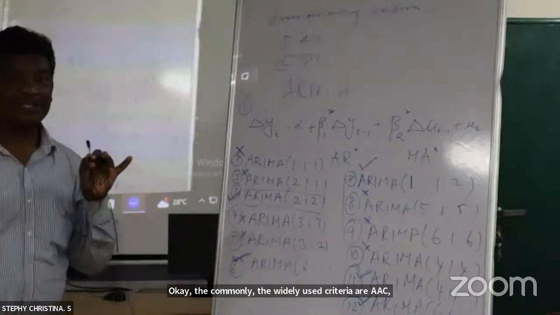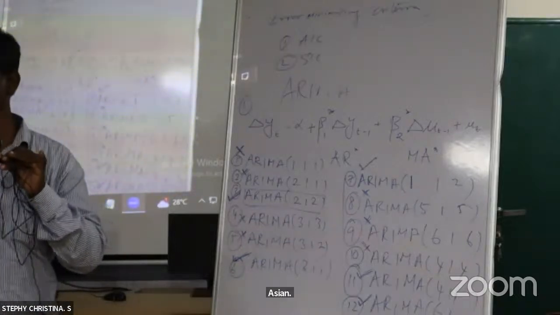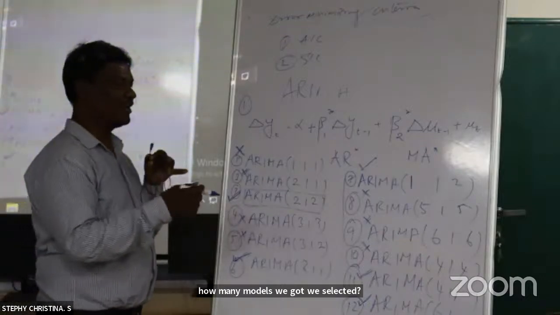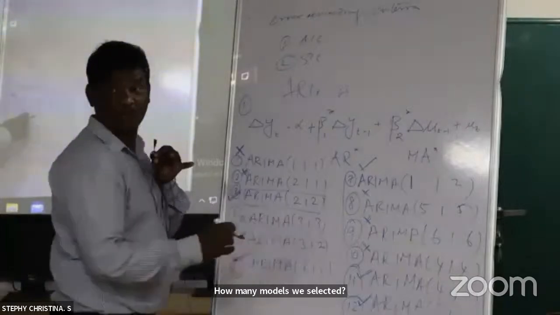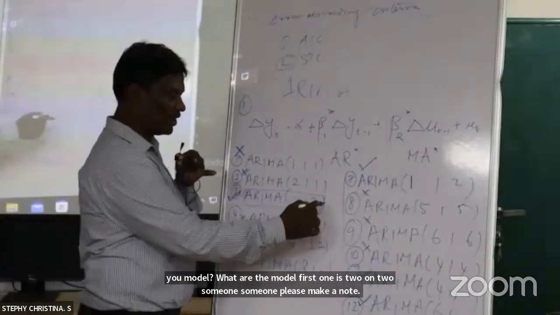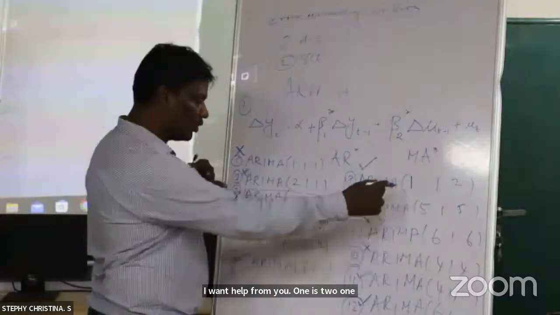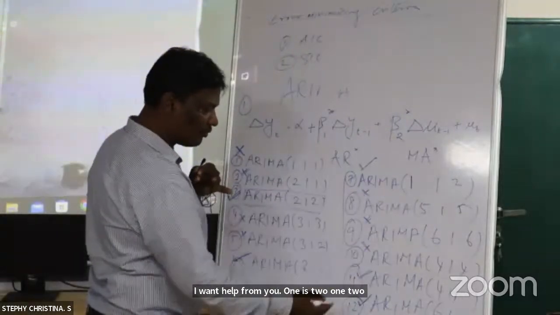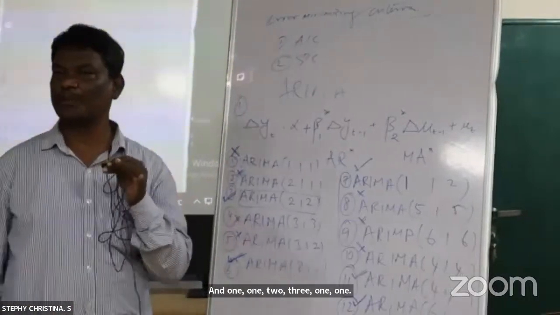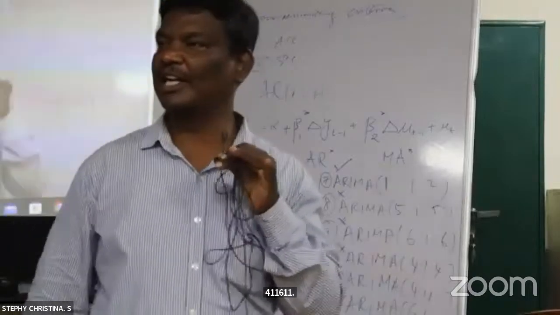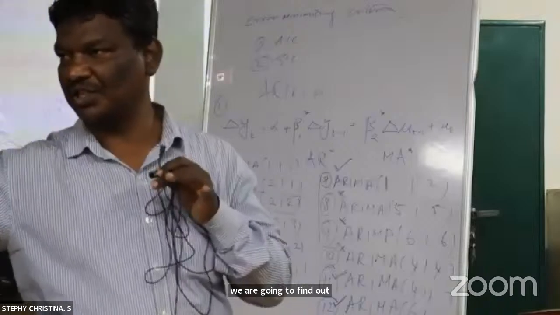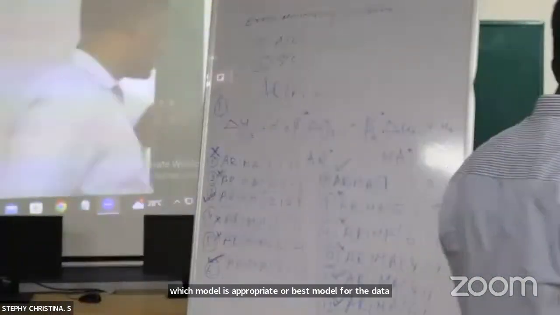Okay. Fine. So now, how many models did we select? 5 models. What are the models? First one is 212. Someone please make a note, I want help from you. One is 212 and 112, 311, 411, 611. So what are you supposed to do? We are going to find out which model is the best model for the data for the forecast. Okay. Fine. So let me share the screen.